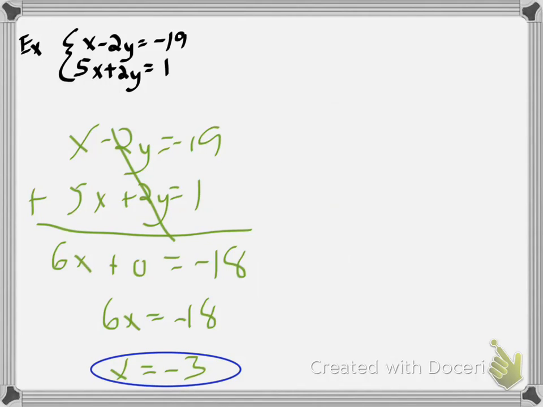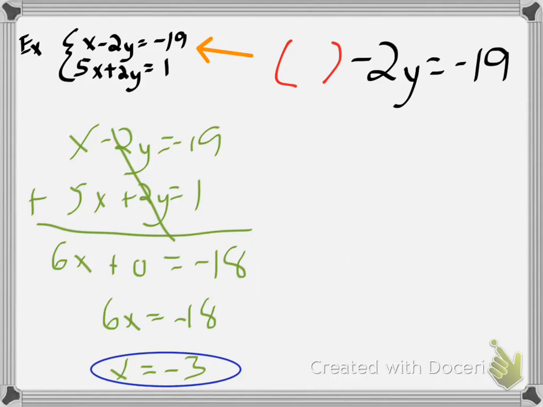Now I'm going to find the easiest equation to do that with. So I'm probably going to use this one, just because it looks a little easier, a little simpler. You could use this one if you wanted to. Doesn't matter which one. So I'm going to use the first one. x minus 2y equals negative 19. So my x is negative 3. So I'm going to rewrite this without the parentheses. Negative 3 minus 2y equals negative 19.